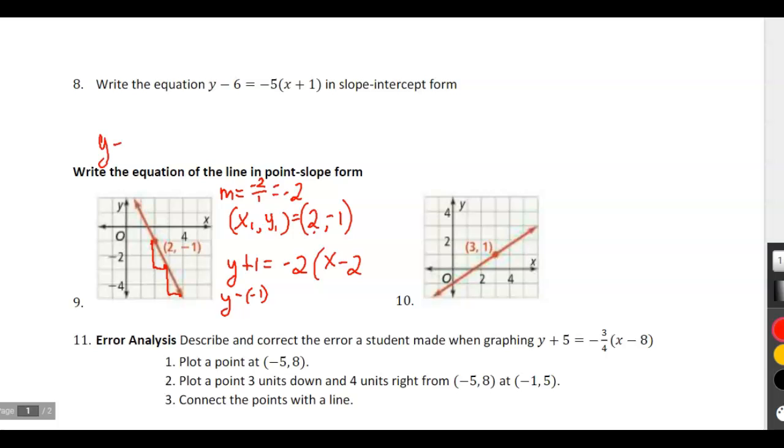The refresher, put this at the top of your paper: y minus y1 equals my slope, x minus x1. That's the equation you're dealing with. Okay, and I will also do number 10.